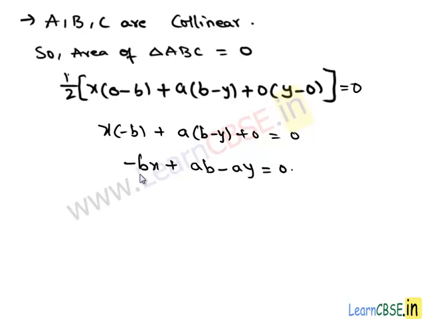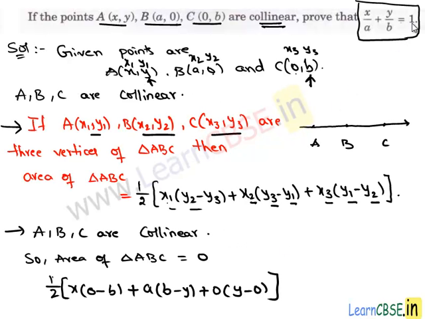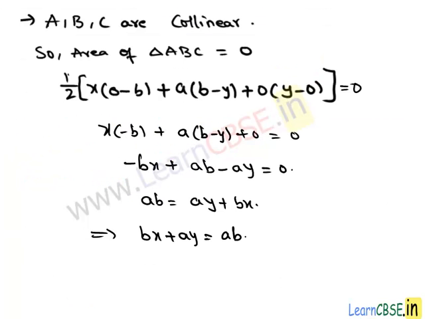Let's move negative bx and negative ay to the RHS. Then we have ab is equal to ay plus bx. By rearranging, we get bx plus ay is equal to ab. If you look at the condition, on RHS we have 1. So to get 1, we divide both sides by the product ab. Then we have bx plus ay divided by ab, and on RHS ab divided by ab.